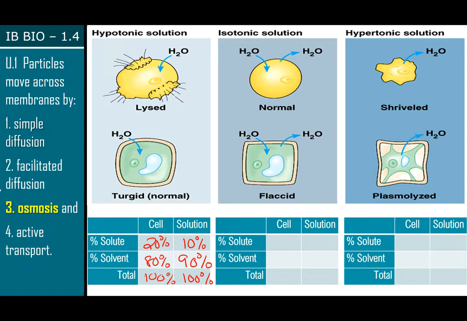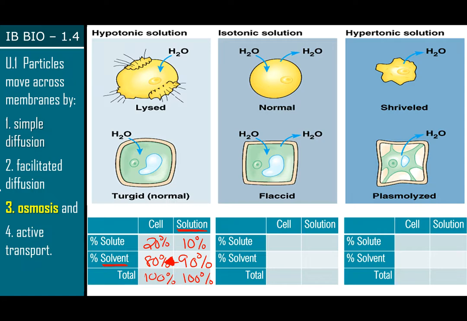Now remember, water goes to where it isn't, right? So where is there more water? Remember, water is solvent. There's more water in the solution, which means water is going to go from the solution into the cell. If you can draw this table, or some version of this table, whenever you get a question like this, you can't get this question wrong. You can always tell where the water is going to go.